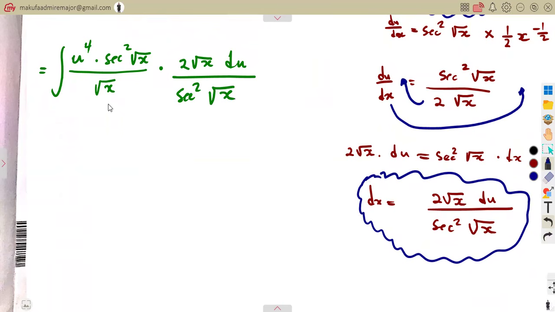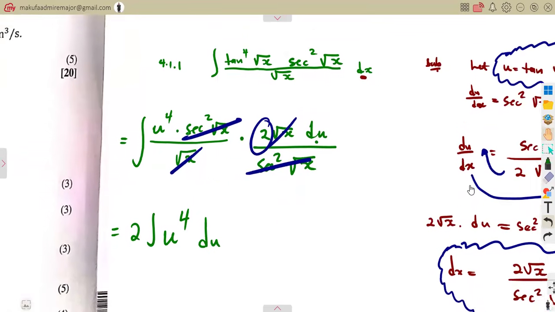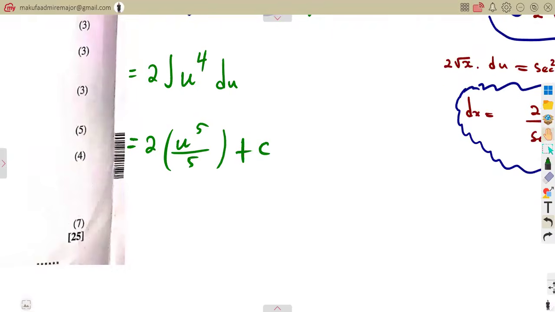With these, we can cancel the square root of x with the square root of x, and the sec squared of the square root of x with the sec squared of the square root of x. You remain with the 2, which we can take outside of the integral as a constant. So that's 2 times the integral of u to the exponent of 4 with respect to u, which is easier for us to integrate. Remember, in integration you add 1 to the exponent, so that's u to the exponent of 5 over 5 plus the constant of integration. So that is it, guys.